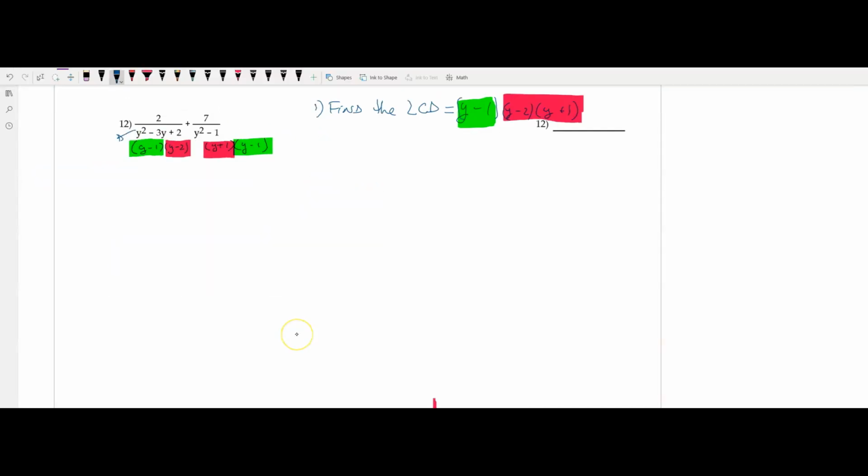Not bad. All right. So, to recap real quick, to find the LCD, you look at whatever is in common, the y minus 1 from the factors, and then whatever is left, the y minus 2 and the y plus 1, right? So that's what we have here, and that's your LCD. Now, this is basically 2 over y minus 1, y minus 2, plus 7 over y plus 1 times y minus 1.